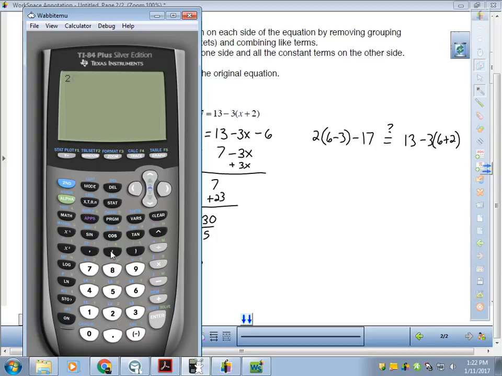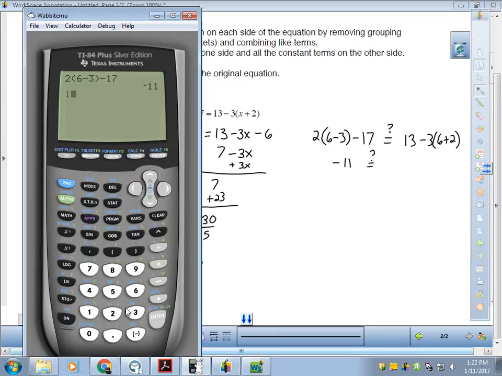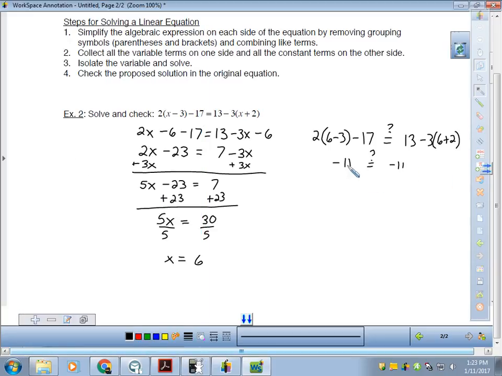So on the right I have 2 parentheses 6 minus 3, close parentheses, minus 17. So that's negative 11. Let's see, does that equal what's on the right side? We have 13 minus 3 times 6 plus 2. That's also negative 11. Negative 11 does equal negative 11. That does work. So x equals 6 is our answer. And so there is our second example.